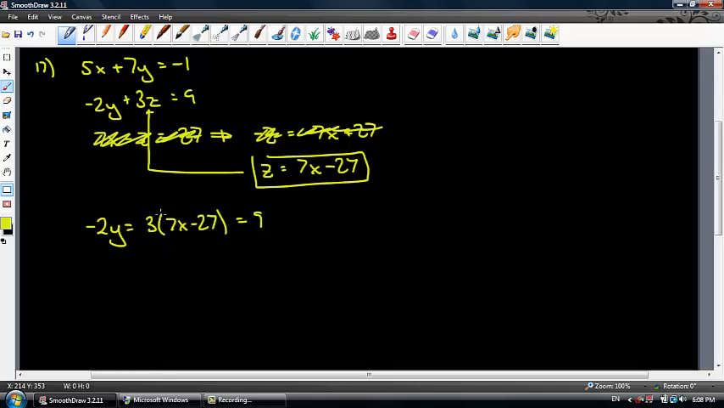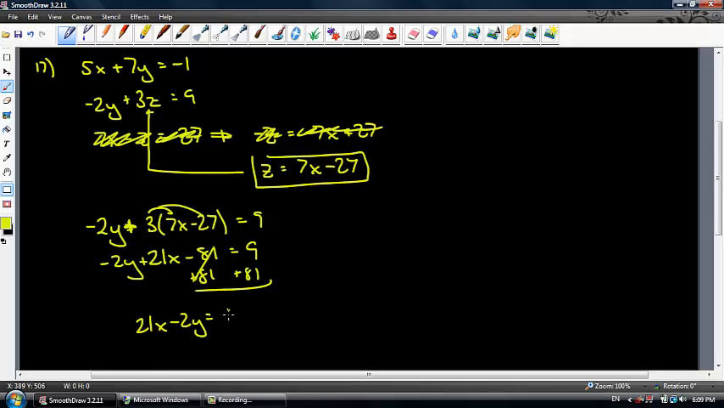Now I'm going to distribute that. Oops, that should not be an equals, that should be plus. I'm going to distribute that. That becomes 21x minus 81 equals 9. And that's negative 2y plus that. I'm going to add 81 to both sides to get 21x minus 2y equals 90. So that is what has become of the second equation.